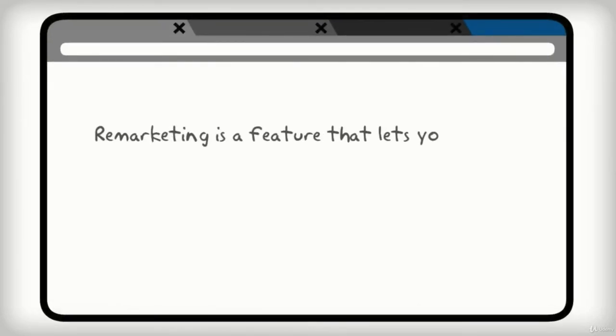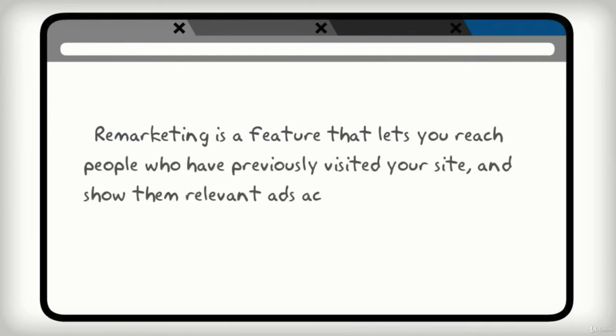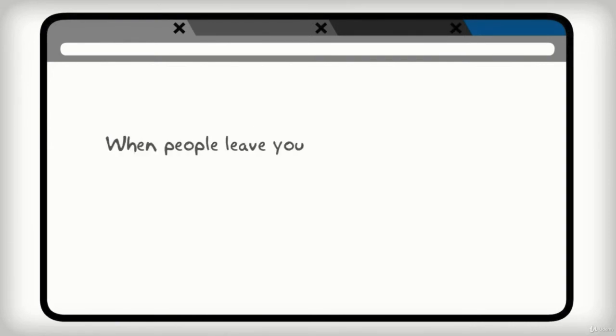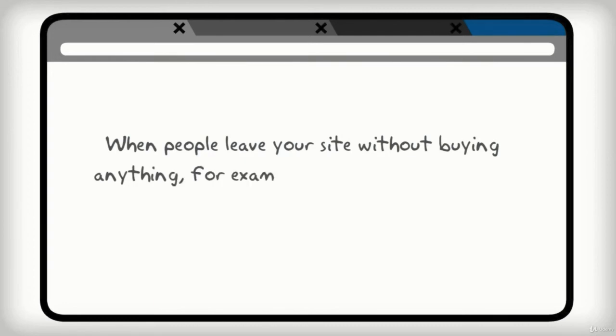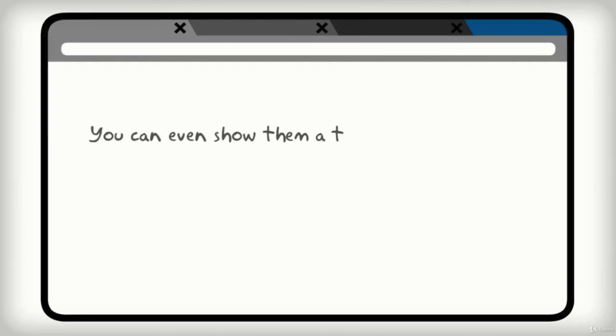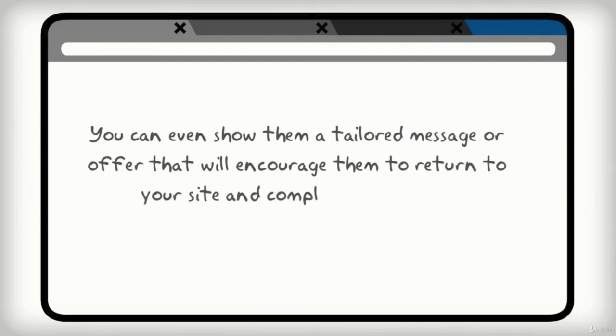Google says remarketing is a feature that lets you reach people who have previously visited your site and show them relevant ads across the web or when they search on Google. When people leave your site without buying anything, for example, remarketing helps you connect with these potential customers again. You can even show them a tailored message or offer that will encourage them to return to your site and complete a purchase. You can use remarketing to match the right message to the right people at the right time.